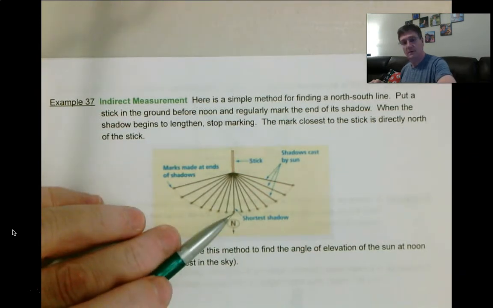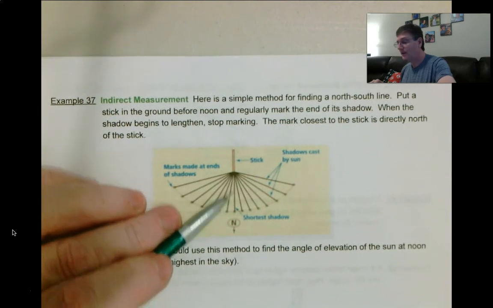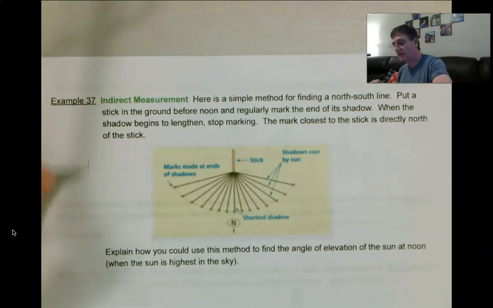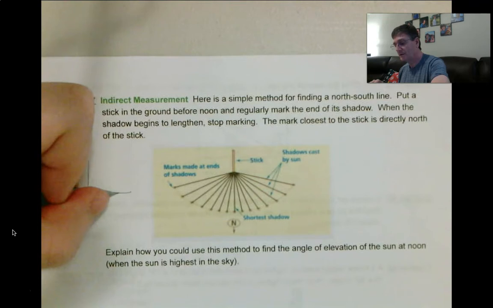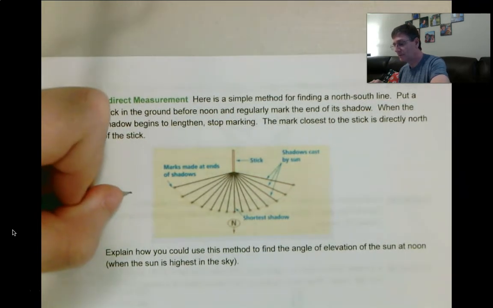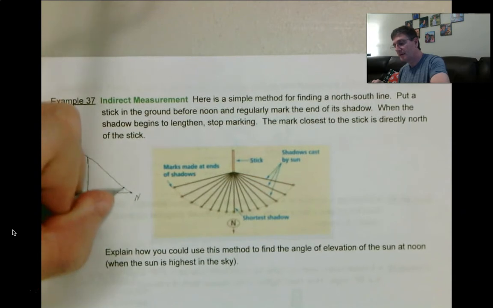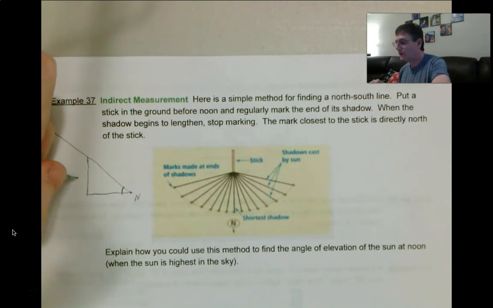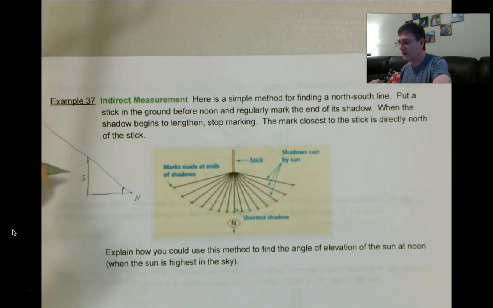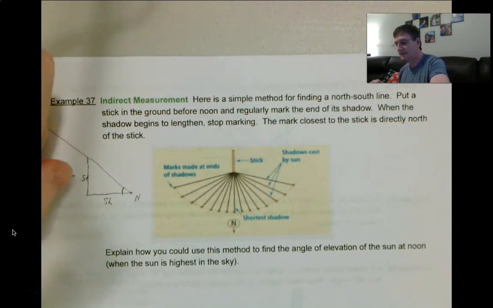So here, when we're at noon, and we're on the north-south line, what does this look like? Here's the stick. Here's the shadow at noon, pointing north on the ground, and the angle of elevation to the sun is right here. Well, we got to know the height of the stick, and we're going to know the length of the shadow. So how would we find that? Inverse tangent's going to find that answer.